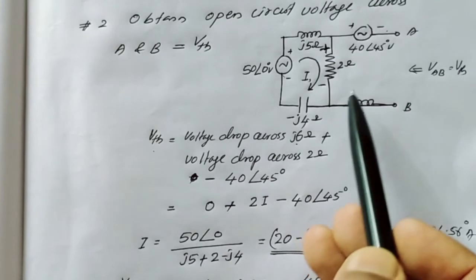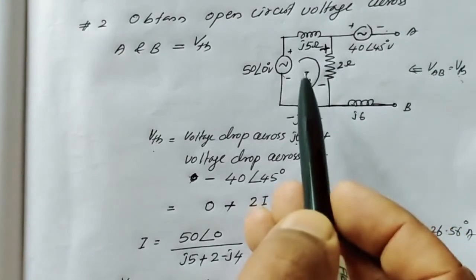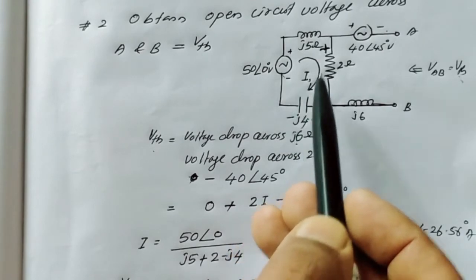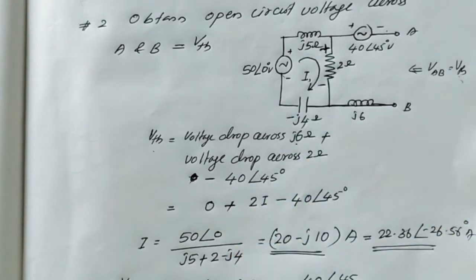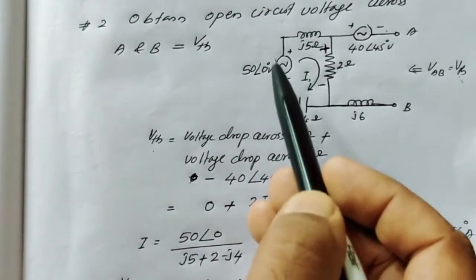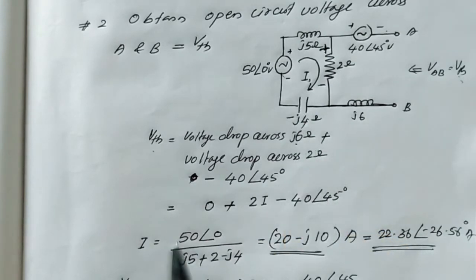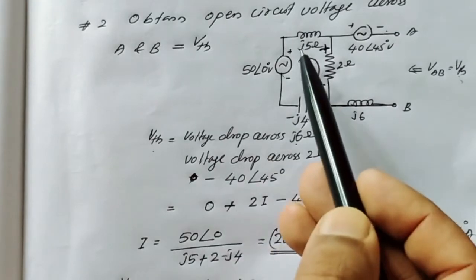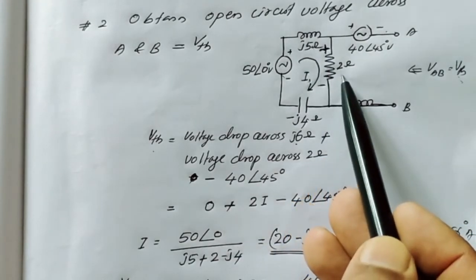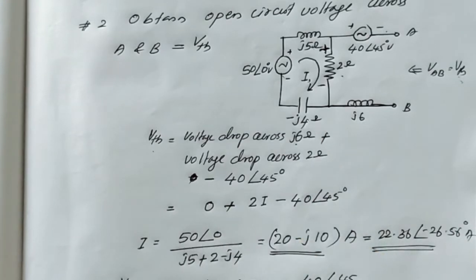So in order to find this potential between A and B, first of all we need to find the current flowing through the circuit. So in this circuit, what is the current? Voltage divided by total impedance. The voltage is 50 angle 0 and the total impedance is, here we have j5, here we have 2 and here we have minus j4. Simplifying, we can obtain this answer.